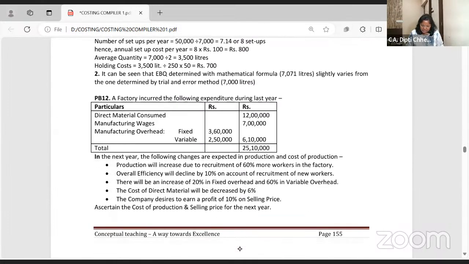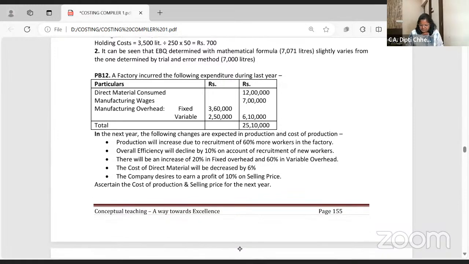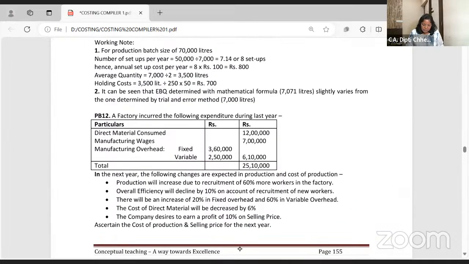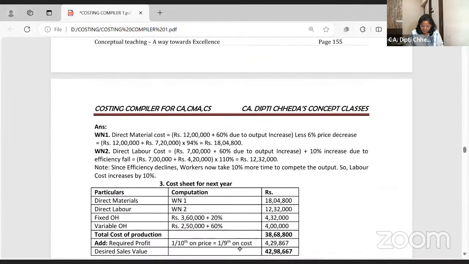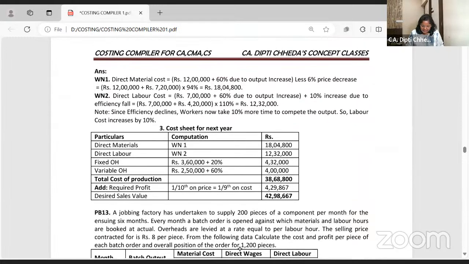Exactly same questions are there. This question I have already done in the overhead chapter also and in the cost sheet also. But mark it very, very important. It's a very small question for 7 marks in our compiler.